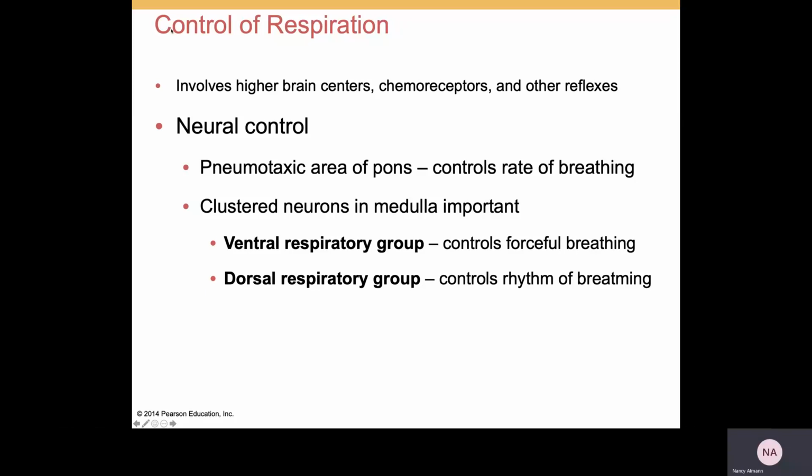How do we control respiration? We're going to use higher brain centers, chemoreceptors, and some reflexes. When you talk about neural control, think pons, because there's going to be a pneumotaxic area in the pons, which is going to control the rate of breathing. There will also be areas in the medulla oblongata that are going to be important, because they will help control forceful breathing and the rhythm of breathing.